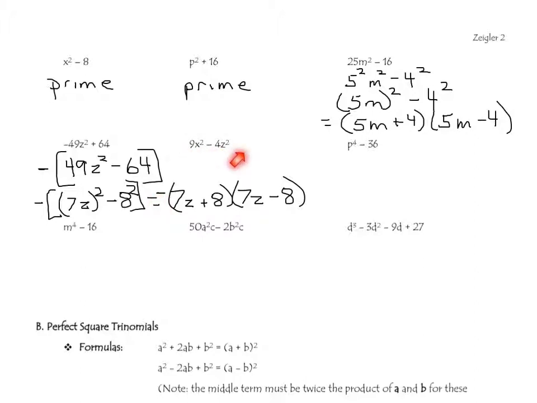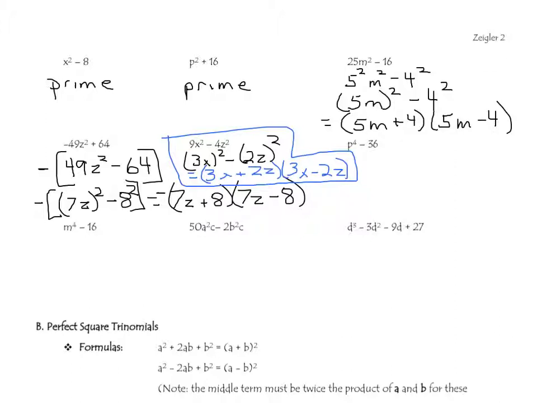This next problem is easier. You just have 3x squared minus 2z squared. I'll write this in blue so we can distinguish it. So that's going to be equal to 3x plus 2z times 3x minus 2z. I'm going to partition that off.